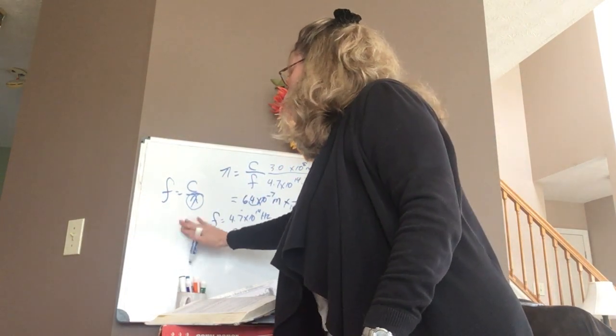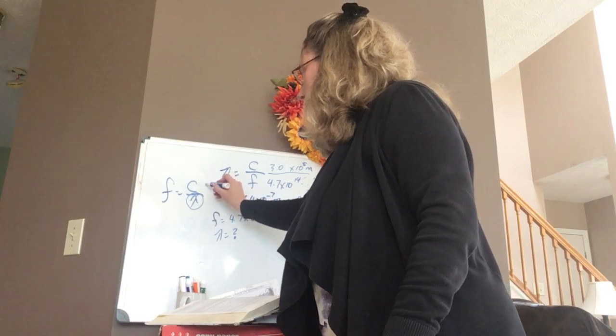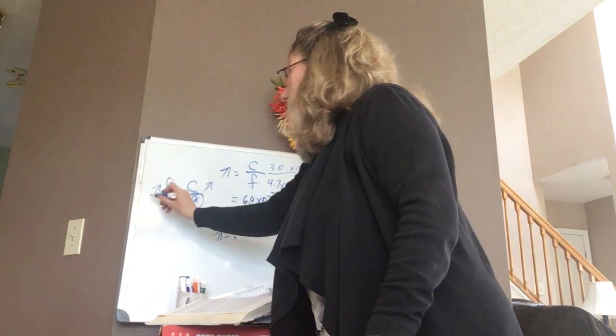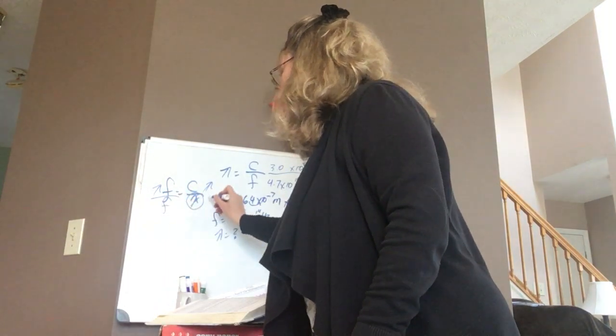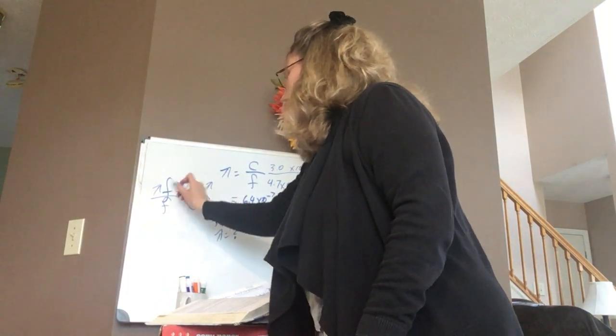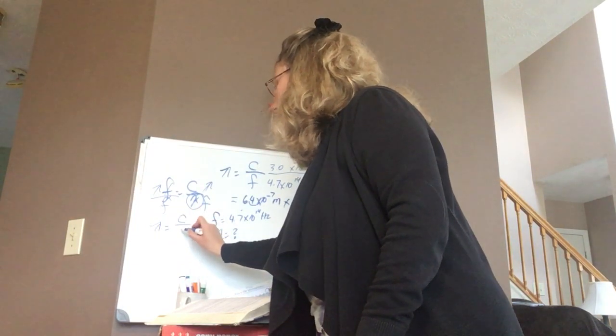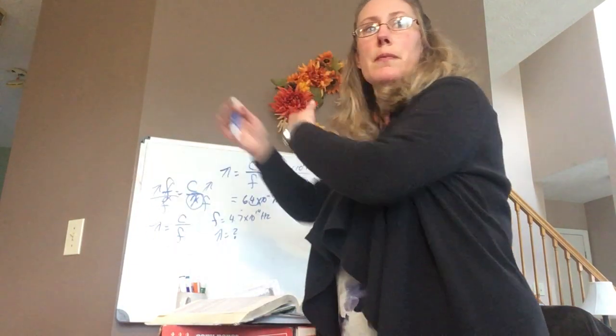So, again, how do I do that? I multiply both sides by wavelength so that that cancels out. I divide both sides by frequency, so that cancels out. So I'm left with wavelength equals speed of light over frequency. I just swap them.